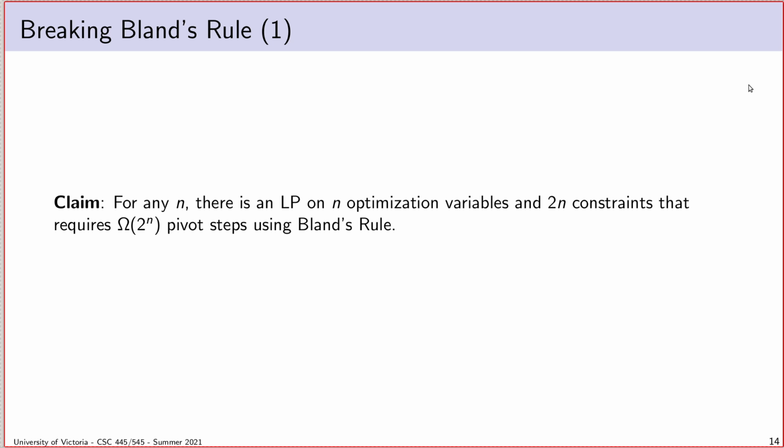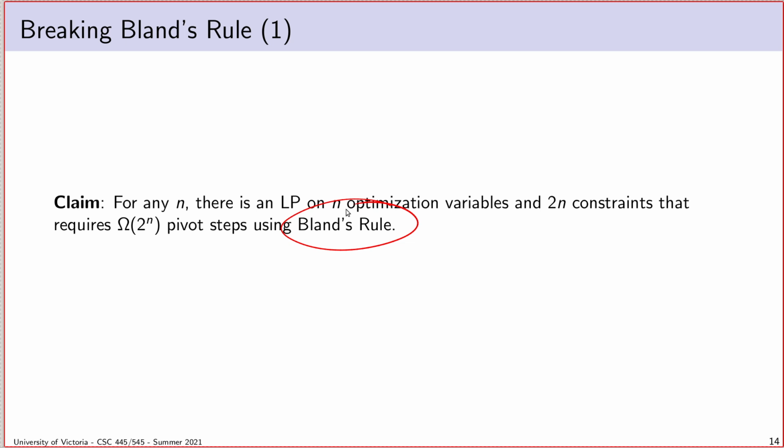So the claim here: for any n, there is a linear program on n variables, so an n-dimensional linear program with 2n constraints that requires at least, so big omega, of 2 to the n pivot steps. So not 2 to the 2n, I guess, that's helpful, but 2 to the n pivot steps using Bland's rule. So it's too bad. If this claim turns out to be true, which it is, it's too bad. I mean, that means the simplex method is exponential with Bland's rule.